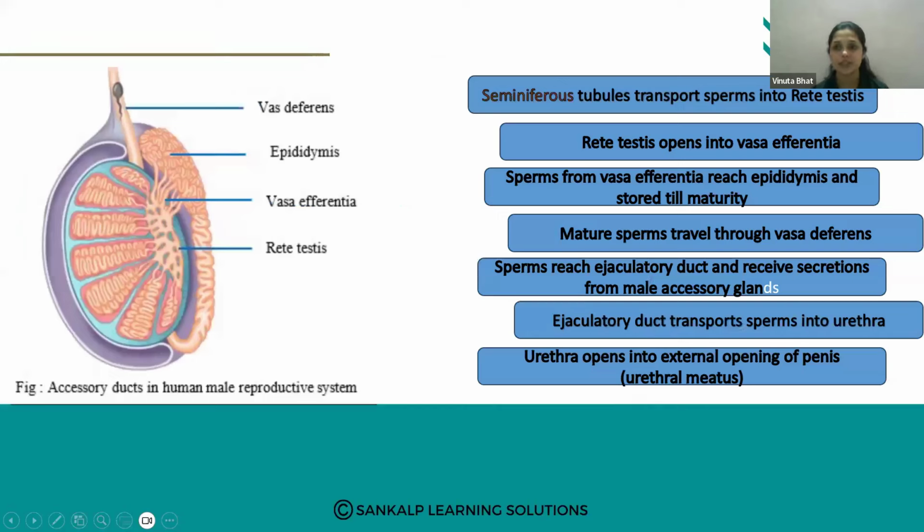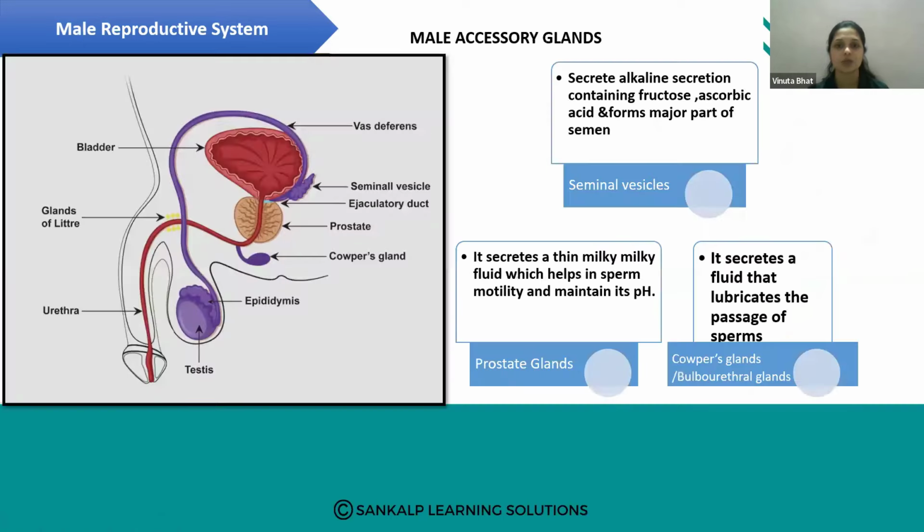Okay. So the testes are made up of the testicular lobules, and the testicular lobules contain one, two, three seminiferous tubules, and the seminiferous tubules produce the sperms, and how the sperms are moving, that you should know. And what is the function of the male accessory glands? So we have seen the accessory ducts. The male accessory ducts are rete testis, vas deferens, vasa efferentia, then epididymis.